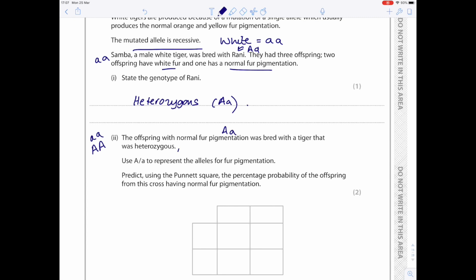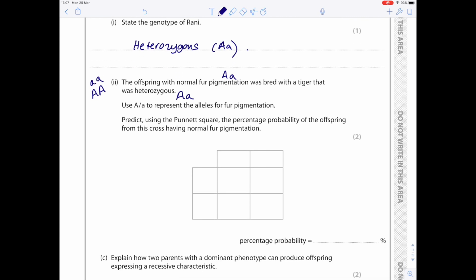It was bred with a tiger that was heterozygous, so actually the same, 2 different alleles. Use big A, small a to represent the alleles for fur pigmentation and predict using the Punnett square the percentage probability of the offspring from this cross having normal fur pigmentation. Nice and straightforward here. So we've got a big A combining with big A, small a, big A, small a, lastly small a, small a. So normal fur pigmentation is going to be these individuals. So that is 75%, because 3 out of 4 of them would have the normal pigmentation.